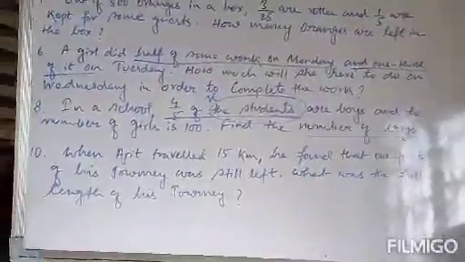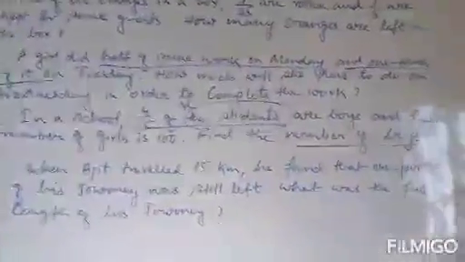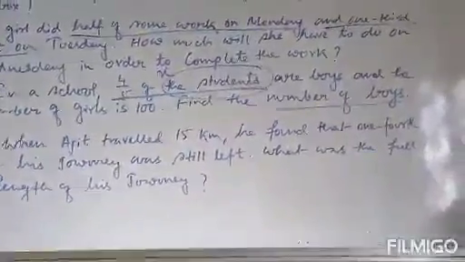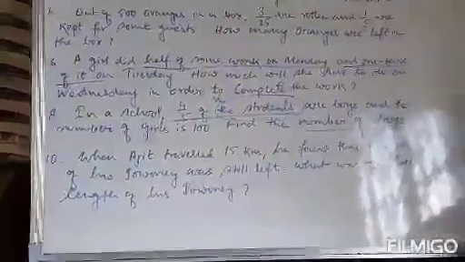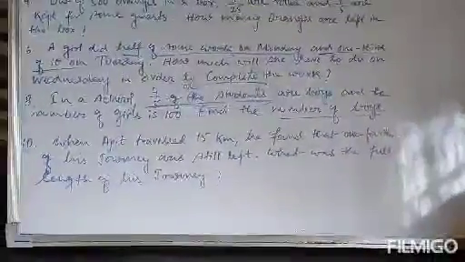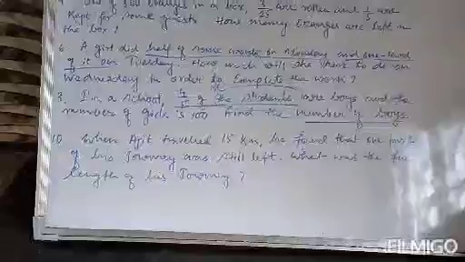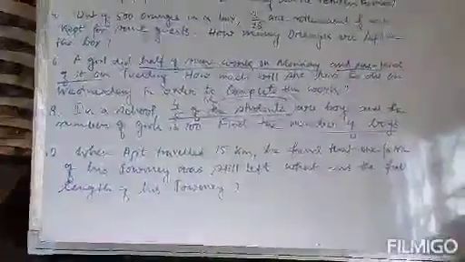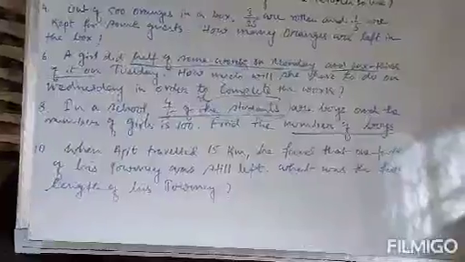That means when Ajit is traveling 15 kilometers, he found that 1/4 of his journey was still left. So the question says when Ajit traveled 15 kilometers, he found 1/4 of his journey was still left. What was the full length of the journey? So after traveling 15 kilometers, he found that 1/4 of his journey still left.